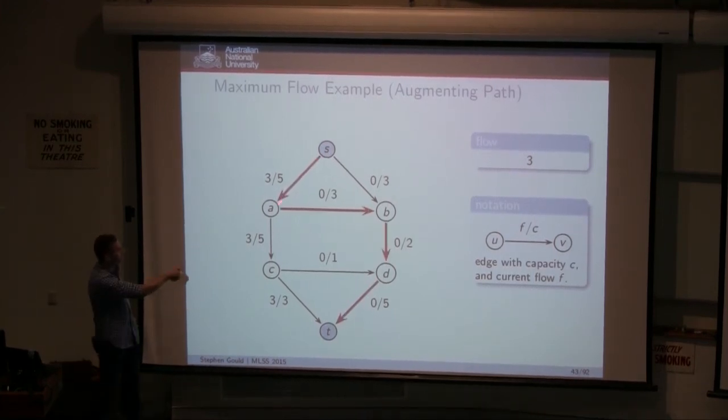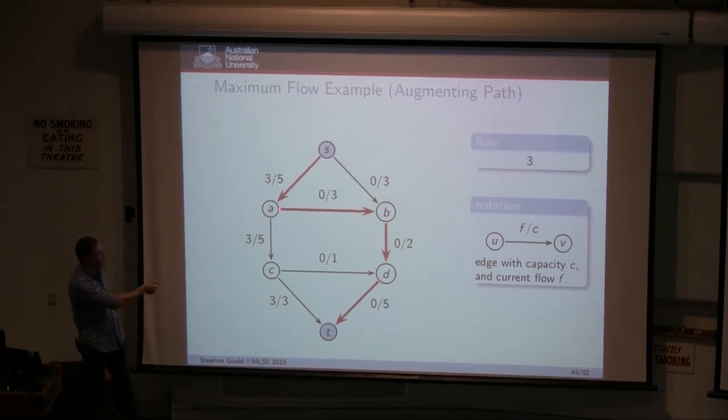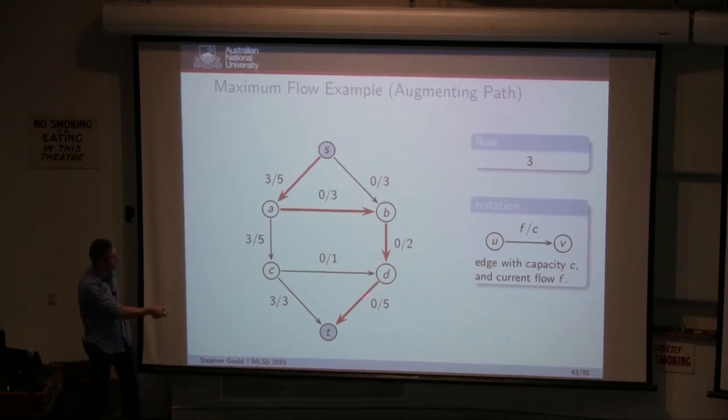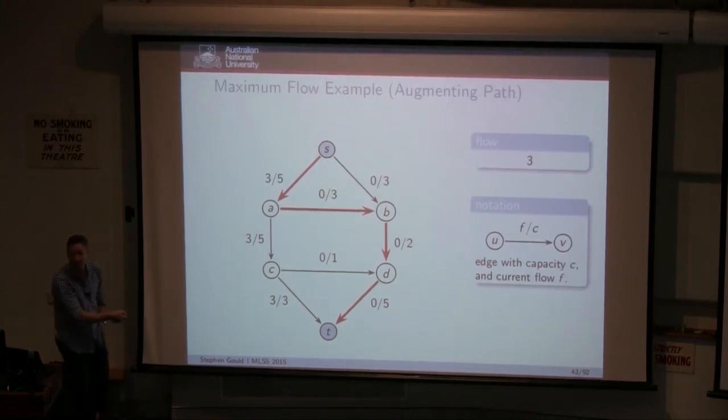Okay? Here's another augmenting path. Goes this way. You can see I've got a residual capacity here of 2. I can send another 2 units of flow along this edge. I can send 3 along here. I can send 2 along here. I can send 5 along here. So the maximum amount of flow that I can send through this path is 2, right?